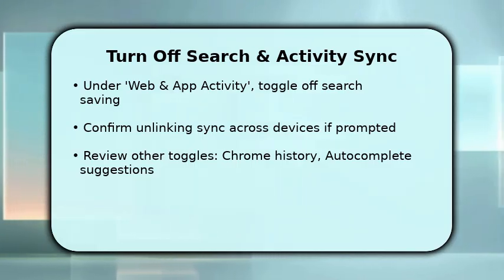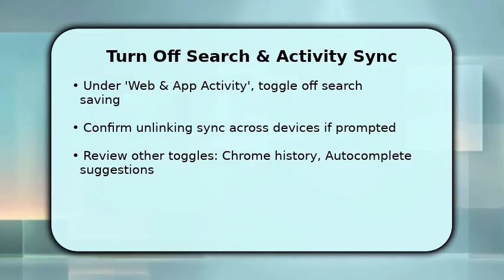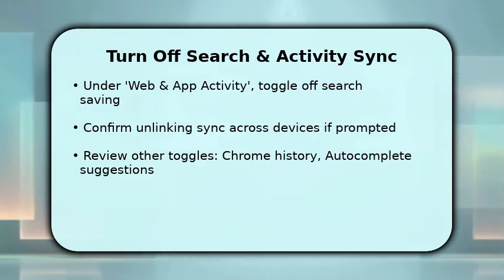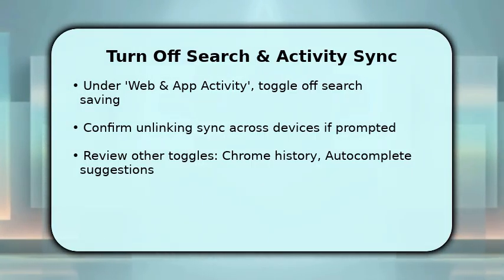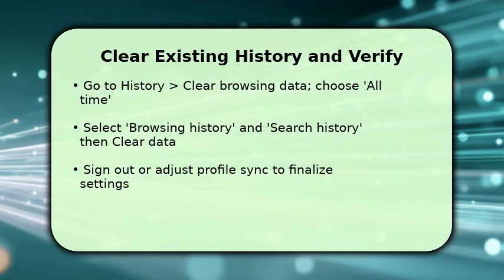Also check Chrome-specific history and autocomplete toggles, turning them off to prevent local and server-side storage. Once done, Chrome will stop adding new searches to your account history across devices. Finish by removing past entries.